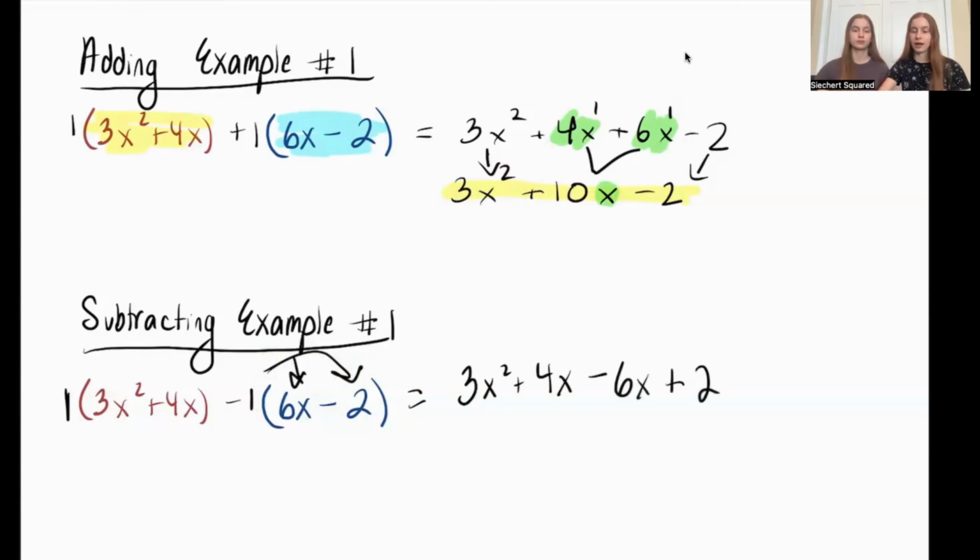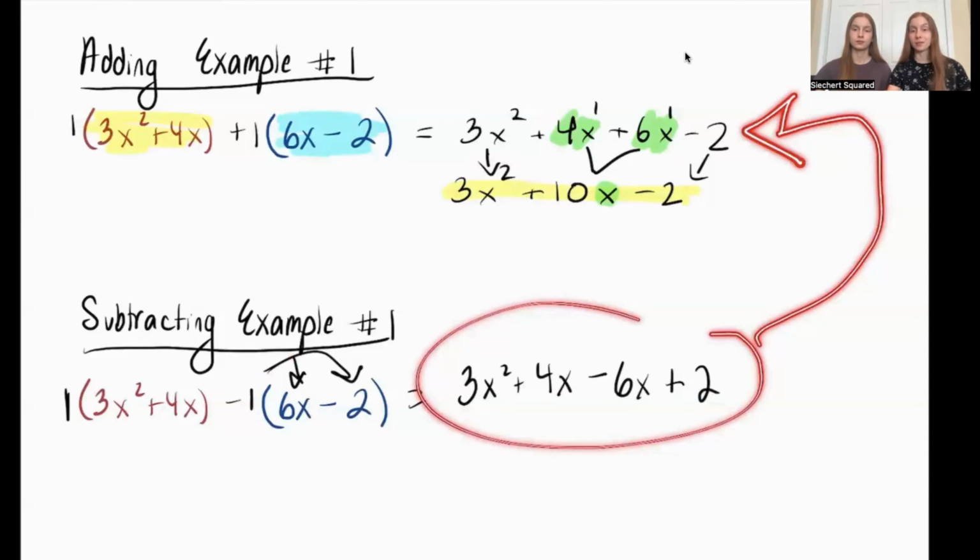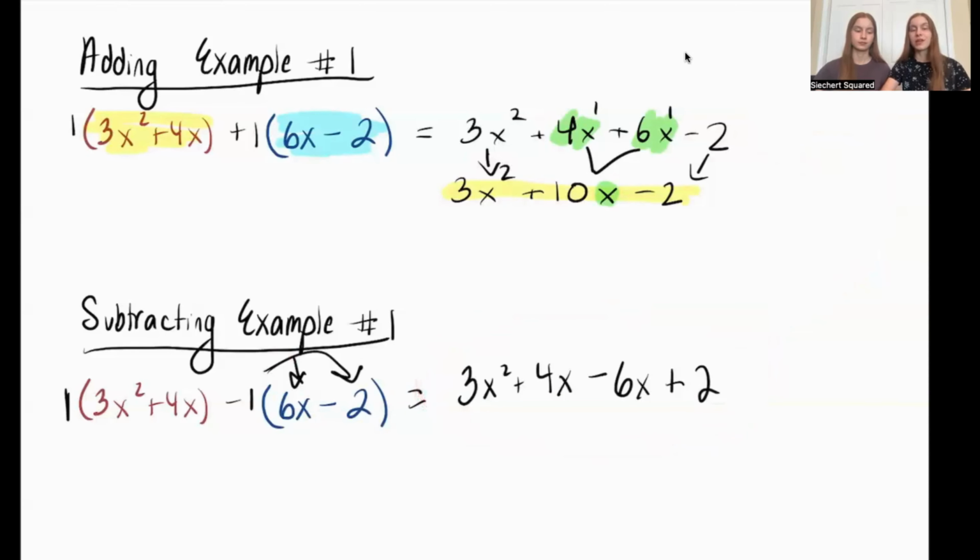From here, we have no parentheses. We've distributed all those numbers in the front. We'll follow the same steps that we did up above. We're going to combine like terms. The only thing that's different from the previous problem is some of the signs, because we multiplied by negative instead of positive. So in the first problem, we had a +6x and a -2, but now it's a -6x and a +2.